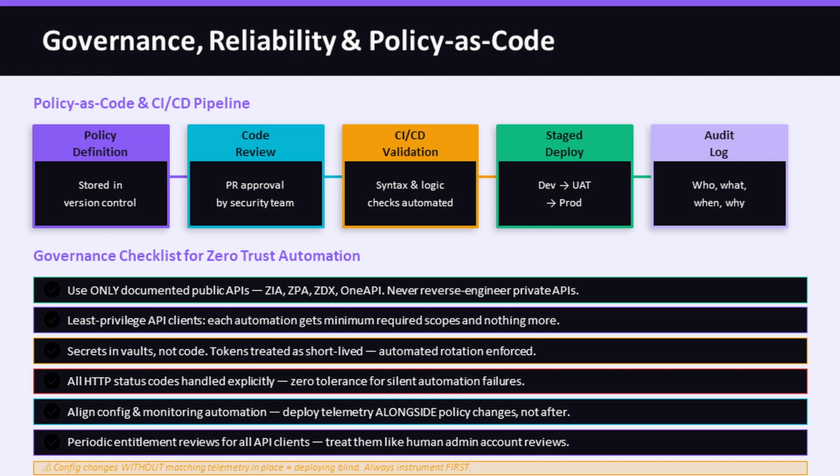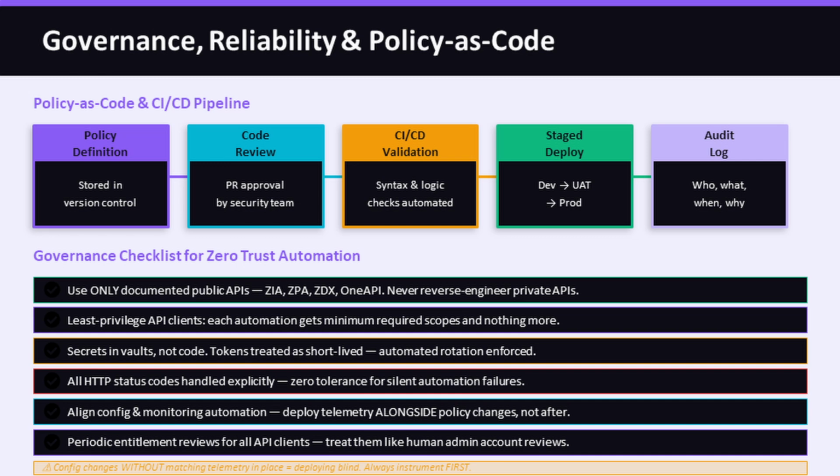And every deployment creates an immutable audit log. Who made the change, what was changed, when, and through what approval process. This approach is what allows you to answer the compliance question: who changed firewall rule X, and who approved it? That question cannot be answered if firewall rule changes are made manually through the Experience Center without a formal change management process. The governance checklist on this slide summarizes the non-negotiable rules.